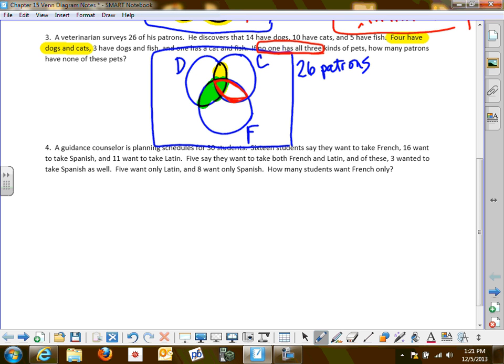Because I start where? In the middle. No one has all three kinds. So now that that piece is there, these other football-shaped regions only have one unknown. So let's go back. The one about 4 have dogs and cats makes this 4. 3 have dogs and fish, that makes this 3, and 1 has cat and fish, so there's that. So you can then deduce the other one, so do that real quickly.